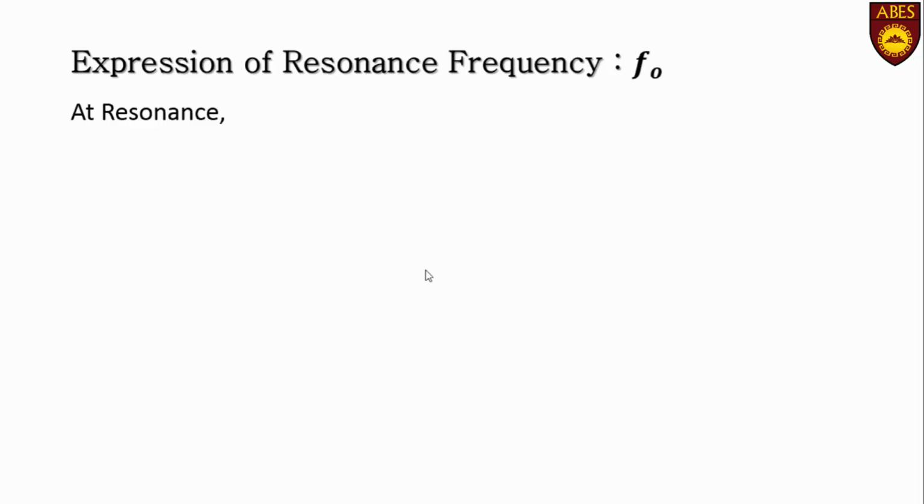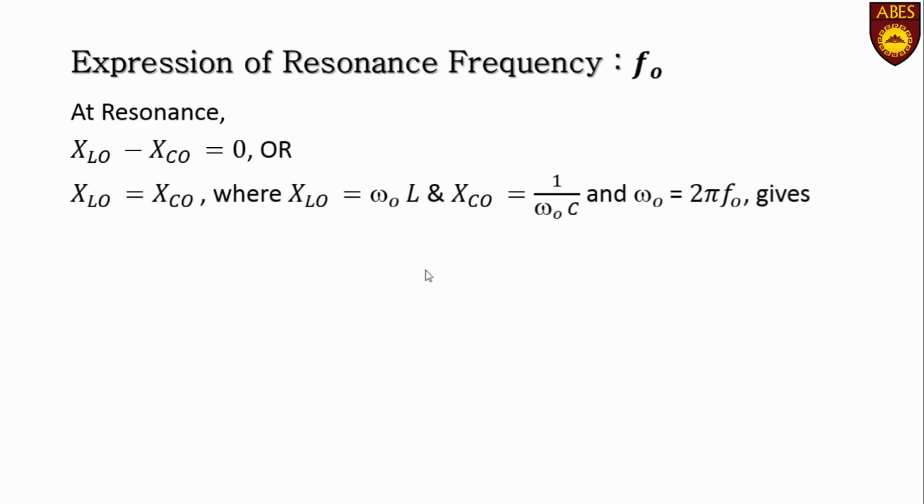Expression of resonance frequency: at resonance we know that XL at resonance, that is XL naught, minus XC at resonance, that is XC naught, is equal to 0, or XL equals XC, where XL under resonance condition is omega naught L and XC is 1 upon omega naught C, where omega naught is 2 pi F naught. It gives omega naught L equal to 1 upon omega naught C. Finally, omega naught equals 1 by square root of LC.